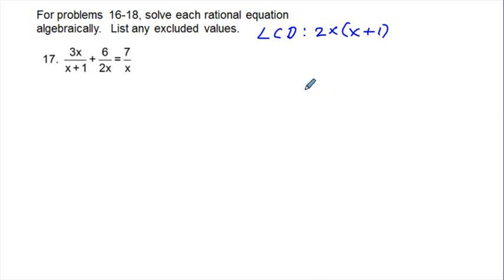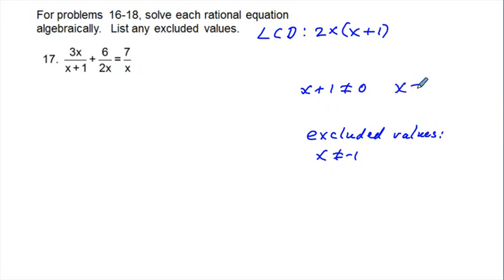And for excluded values, we know that x plus 1 cannot equal 0. So I'm going to write this down here, excluded values. x cannot equal negative 1. And then also 2x, or x, cannot equal 0. They're going to be the same either way. So I'll put x cannot equal 0. That's another excluded value. Okay, let's go ahead and work this out.